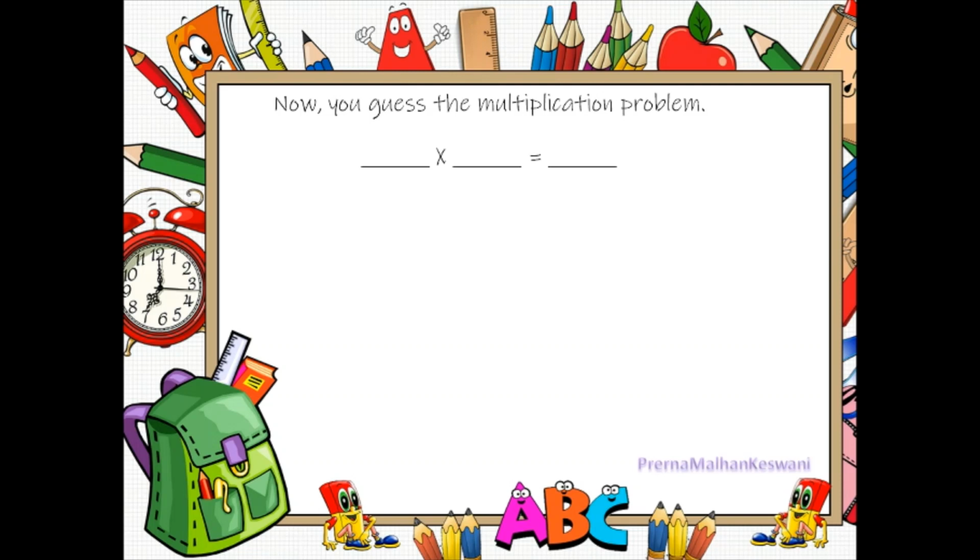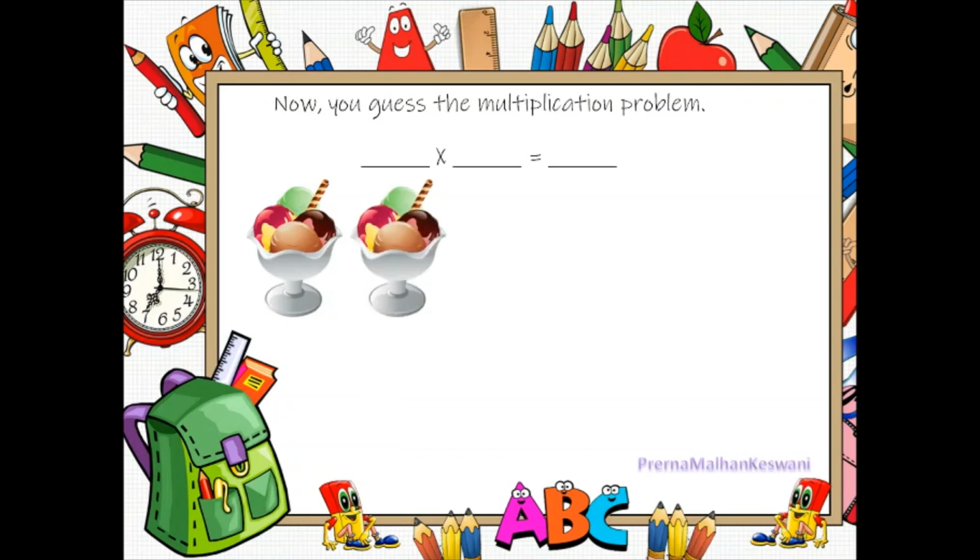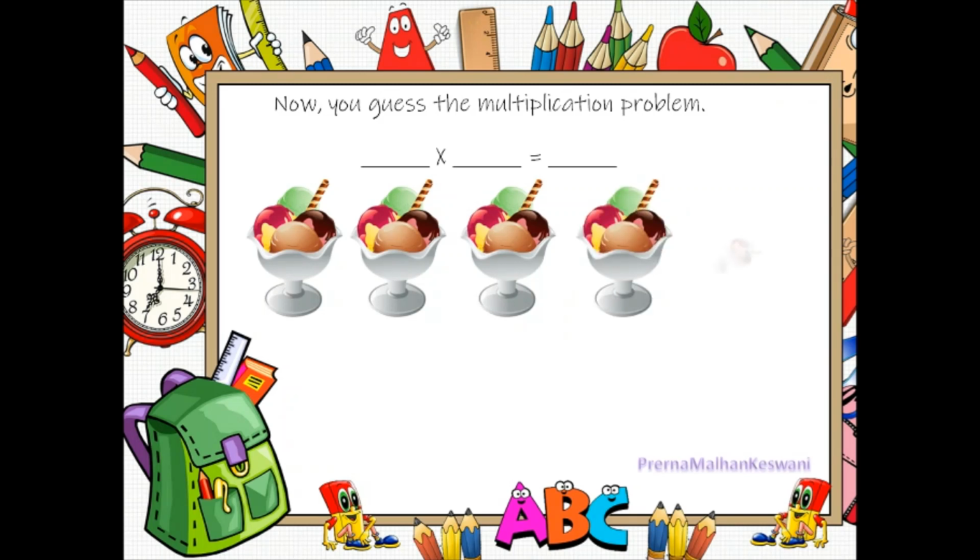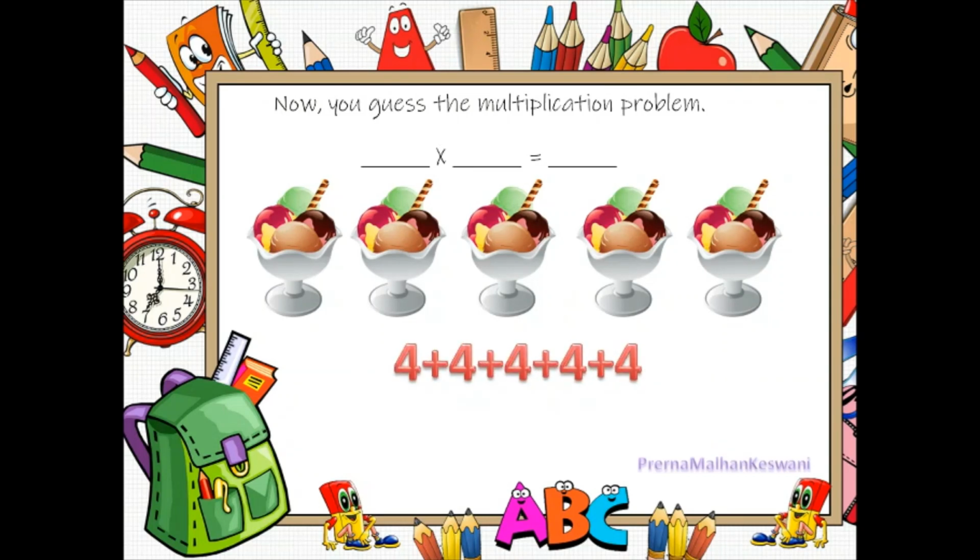Let's go to another multiplication problem. How many scoops can you see here? Correct, 4. Another 4. Another 4. Another 4. And one more time. That means to find the total number of ice cream scoops here, you need to add 4 five times, or we can write it as 5 times 4, which will give you the answer as 20. So there are 20 scoops of ice cream in total.